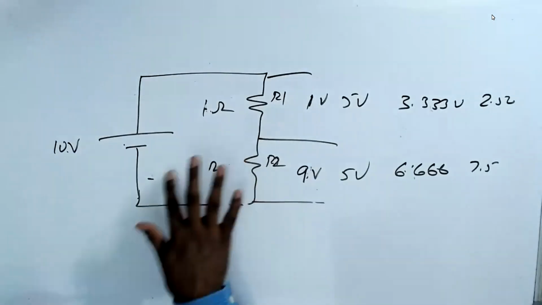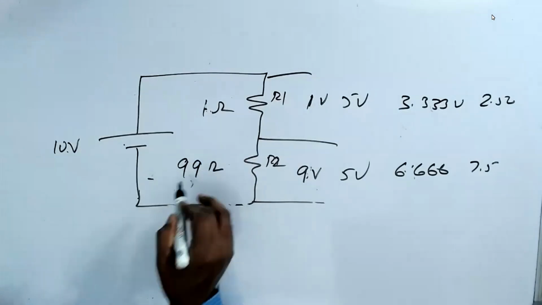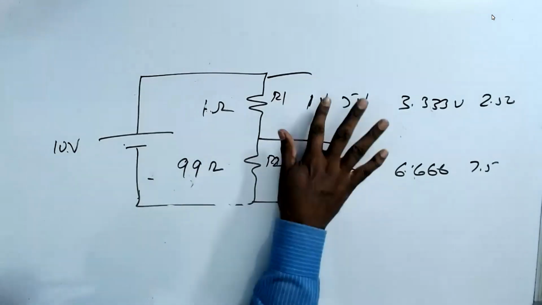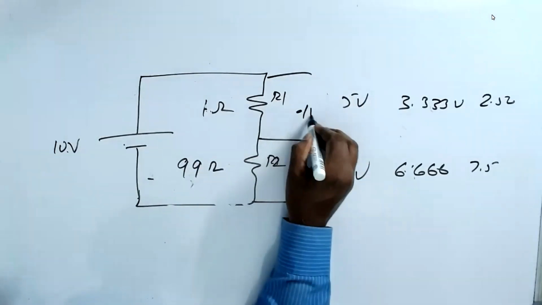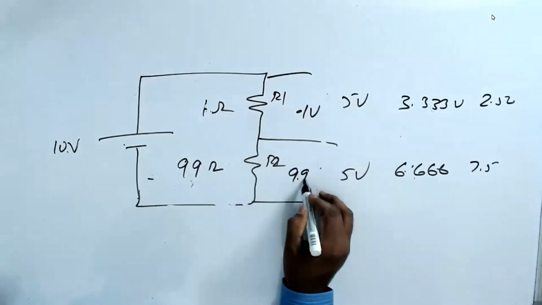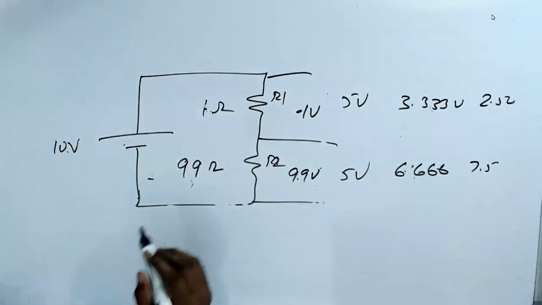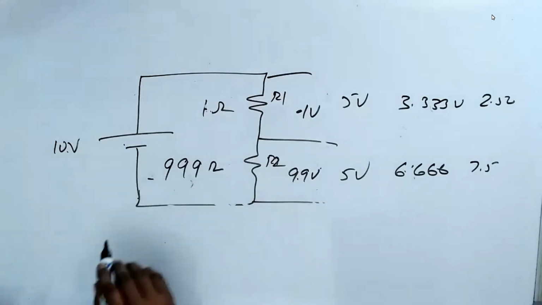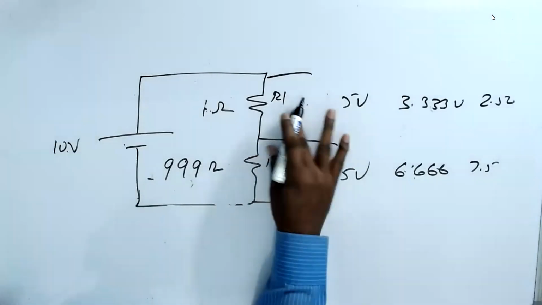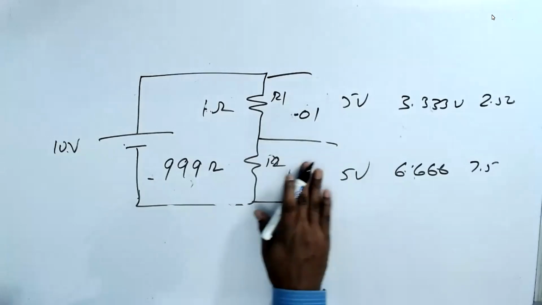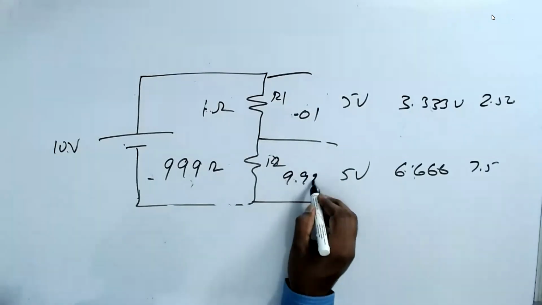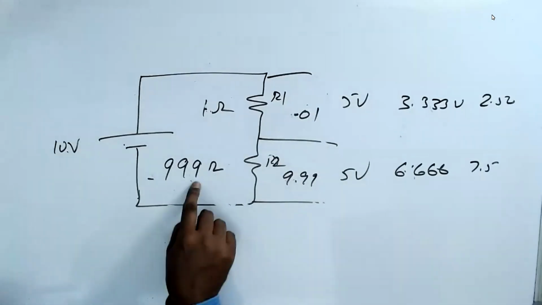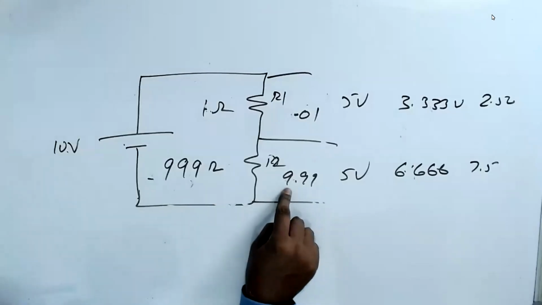When I make it 99 ohm, then this becomes 0.1 volt, and this becomes 9.9 volt. When I make it 999 ohm, then this becomes 0.01 volt, and this becomes 9.99 volt. You understand that? When I keep on increasing the resistor here, the voltages keep on increasing.